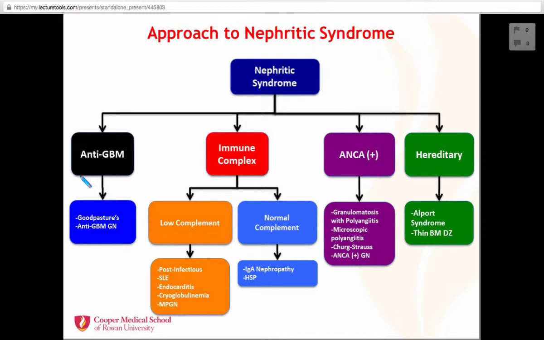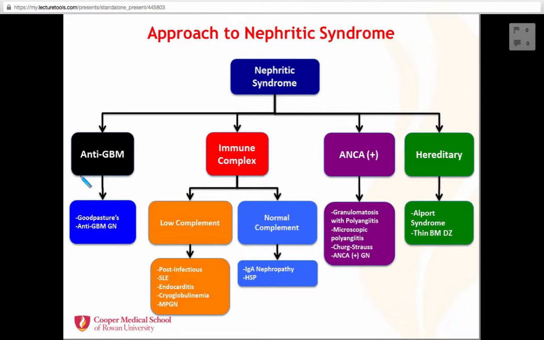Normal complement, as we said, is usually IgA nephropathy, which may be associated with another small vessel vasculitis, particularly in kids, known as Henoch-Schönlein purpura. Right? And what are the clinical manifestations here? Good. So rash, which is the palpable purpura, abdominal pain due to the small vessel vasculitis. At times that may cause GI bleeding. Arthralgias, right? And then finally, IgA nephropathy. So it doesn't really fit this picture.